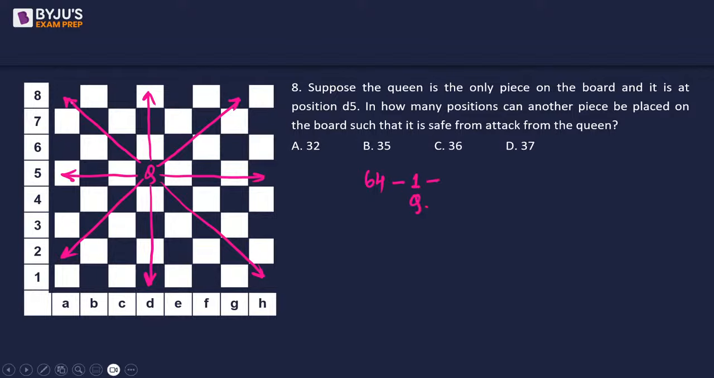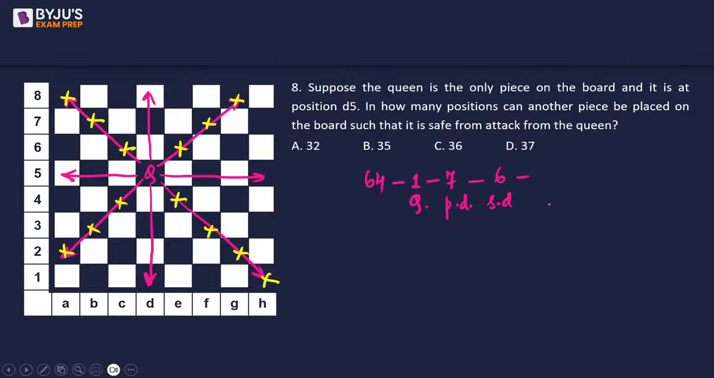Okay. Now let's count diagonally. 1, 2, 3, 4, 5, 6, 7. So 7 more places it cannot go. So this is the primary diagonal, I have written PD. Next, let's look at the secondary diagonal. So 1, 2, 3, 4, 5, 6. So another 6 places we cannot put any piece. So the secondary diagonal we have removed.